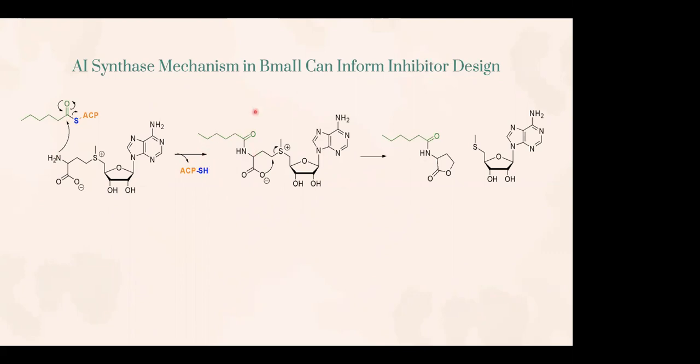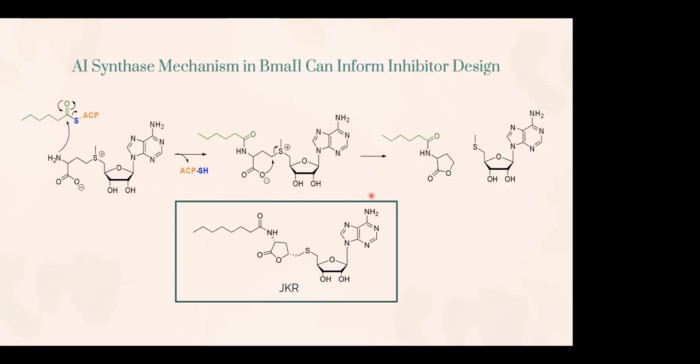And this transition state is really important because it can help us inform the design of our inhibitors. And then once this ring is closed and we lose this group over here called methylthioadenosine, we have our autoinducer molecule over here. And so we have taken this transition state, and it has inspired the structure of our inhibitor. And this inhibitor is called JKR.